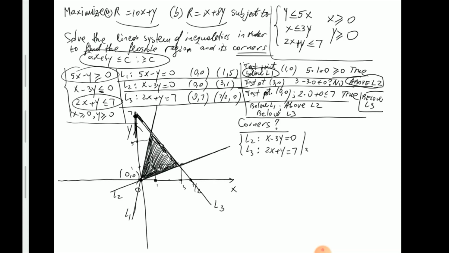Let's eliminate y. I multiply the second by 3, so I have 6x plus 3y equals 21. Add the two. That gives me 7x equals 21, which means x equals 3. Go back to the second equation. If x equals 3, then y is 7 minus 6, which is equal to 1. So the corner over here is 3, 1. Label the corner immediately, because that's a candidate for the maximum or minimum.